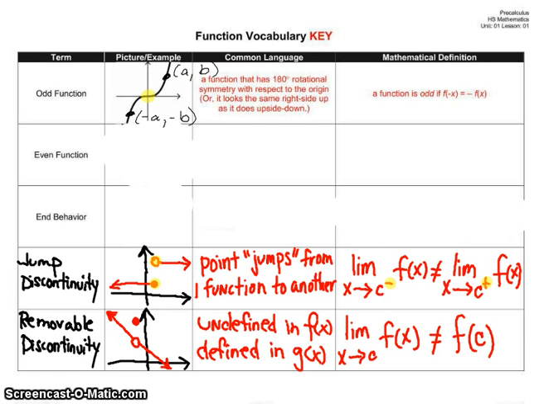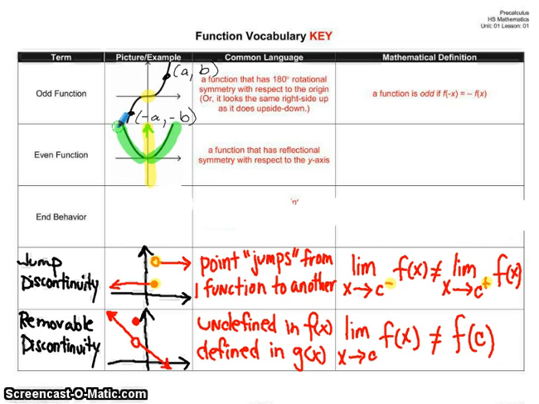An even function is another type of symmetry. This one is almost like a butterfly, where it has been split right down the middle on the y-axis specifically. This is our typical parabola. A parabola would be an even function. It's any function that has reflectional symmetry with respect to the y-axis. If I'm looking at the right-hand side, it has a mirror image on the left-hand side. It looks almost exactly the same.